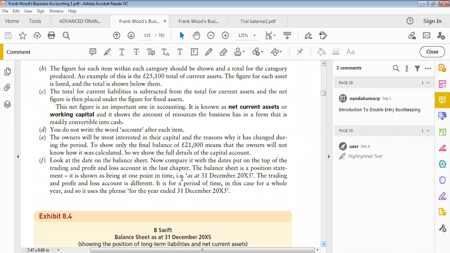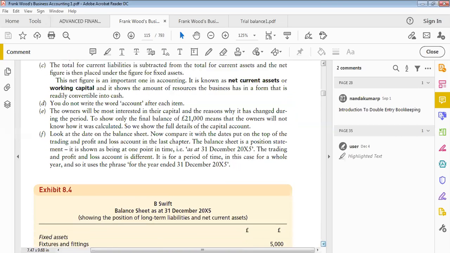Look at the date on the balance sheet. Now compare it with the dates put on top of the trading and profit and loss account in the last chapter. The balance sheet is a position statement. It is shown as being at a point in time, that is, as at December 31, 2005. The trading and profit and loss account is different. It's for a period of time, in this case for a whole year. And so it uses the phrase for the year ended December 31, 2005. So this is the explanation as to the reason why we have to use as at for the balance sheet and for the year ended for what? The trading and profit and loss account. All right.